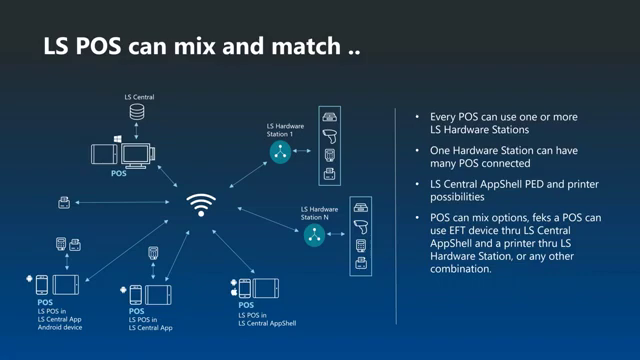But this Android version can also connect directly to printers. In this scenario, we recently added to the LS Central app shell the Epson printing library that supports a number of printers, both directly connected or network connected. So with that, the LS Central app shell can even send printing to network connected printers.